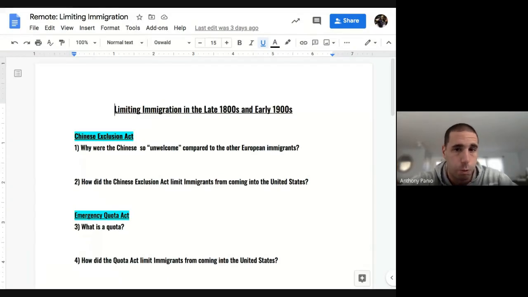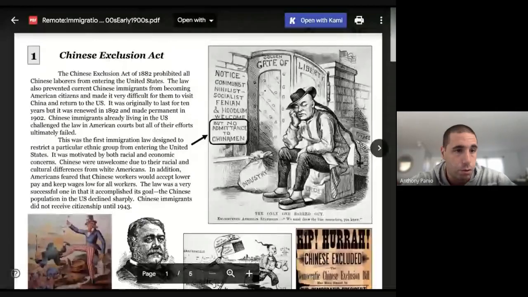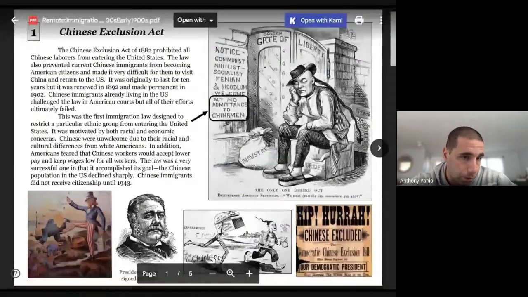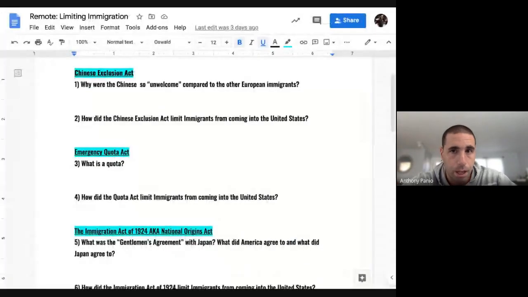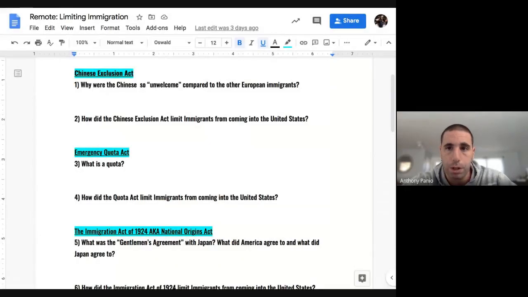So you're going to go through each one. The first one's the Chinese Exclusion Act. You go to that. You do the reading. The first 2 questions will be in this reading here. Not long. Then you go back to the next question. The Emergency Quota Act, questions 3 and 4. You're going to scroll down to eventually 3 and 4 here.